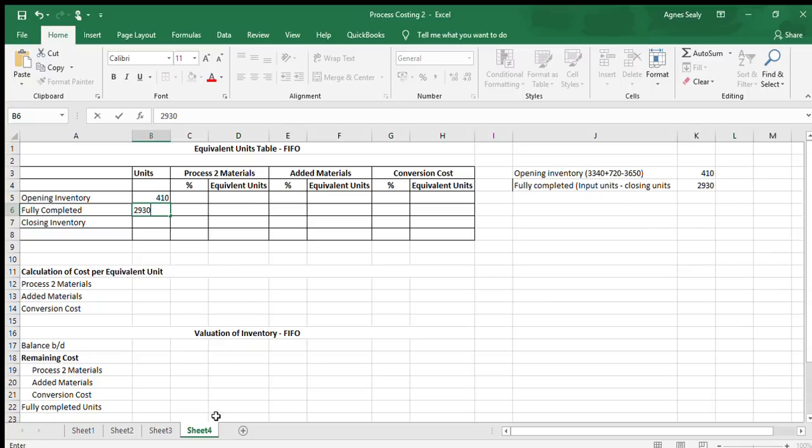So there are two ways you can work with the fully completed. Input units, which is the same thing as the units that were transferred, minus your closing units will give you the fully completed, or you can use your output units, which is the 3340, which means what you're outputting to finished goods or to another process. You can use that and minus the opening, and it will give you the fully completed. So two ways to work that one. And then we know that the closing is 720 that was given.